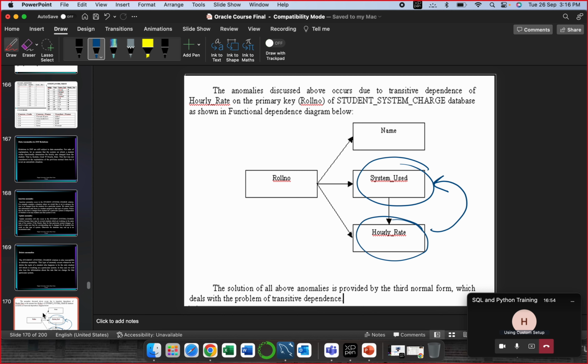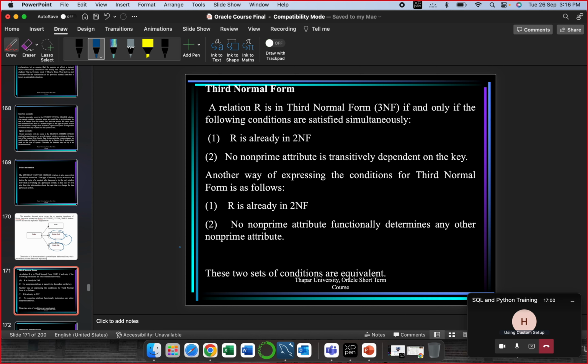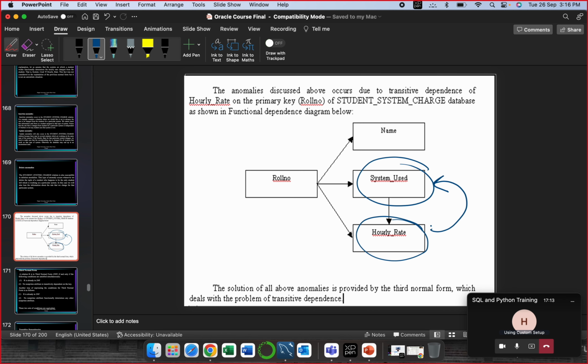To solve this anomaly and get the data into third normal form, what we do is the conditions like I had mentioned earlier. The relationship is already in second normal form. No non-prime attribute is transitively dependent on the key. So this should be removed over here for the data to be in the third normal form. I know my data is in second normal form, but this thing, the transitive dependence, this should be removed.